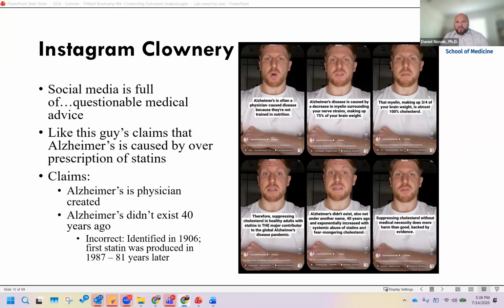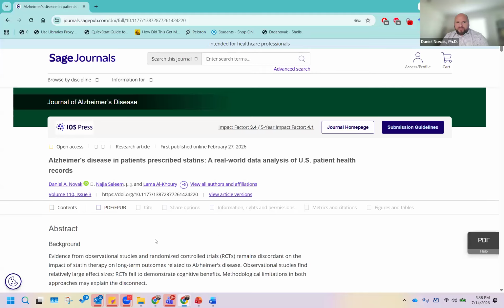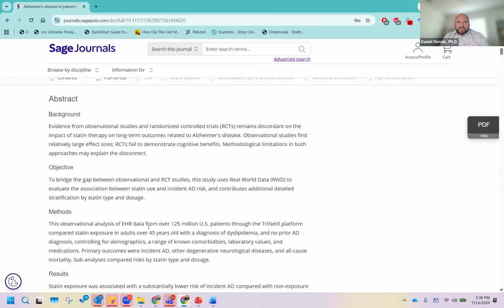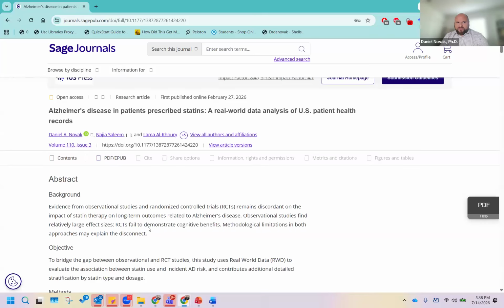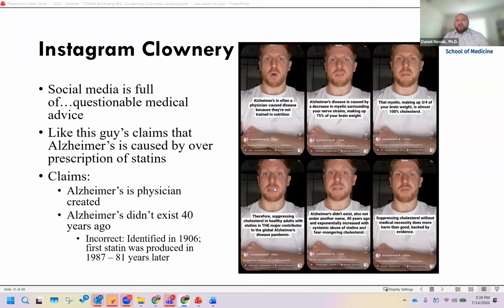So I wrote a whole paper with a team of medical students to explore this question, whether in a real world data cohort, patients who are prescribed statins are at higher risk of Alzheimer's than those who are not. The answer is no. They are actually at lower risk, and our data comports with other meta-analyses of observational studies. So that would indicate that there's some evidence that this is not a thing we should be afraid of.